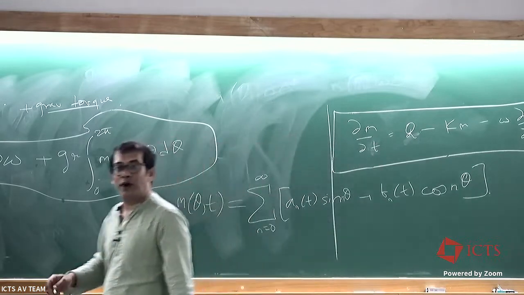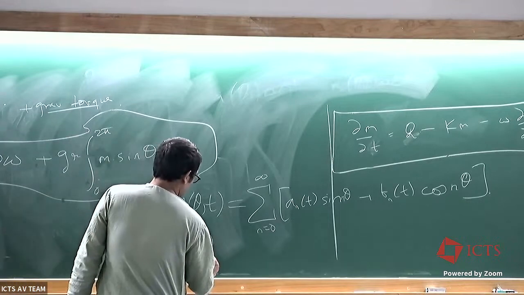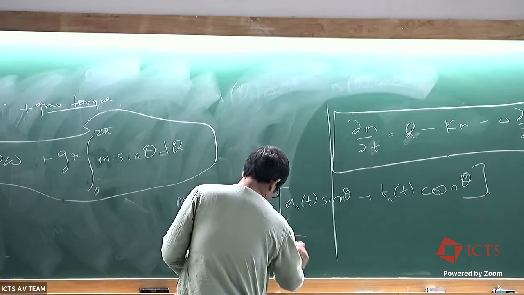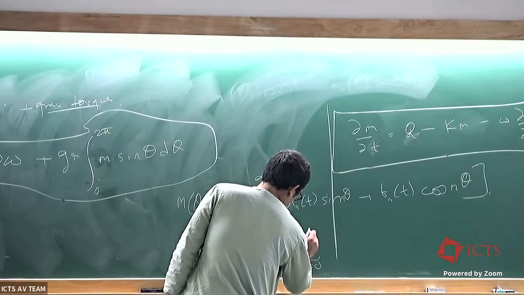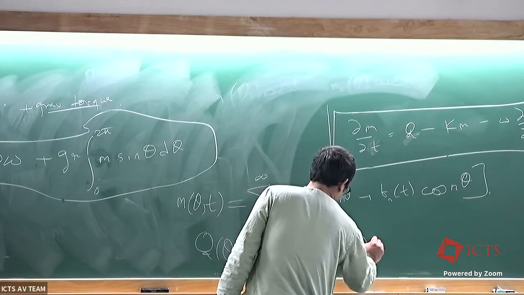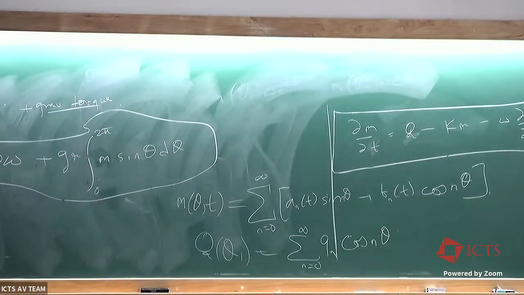Okay, so I'm going to write my mass as a Fourier series, and I'm going to write Q. Those A_n, B_n, Q_n are what's known as amplitudes. This is right.